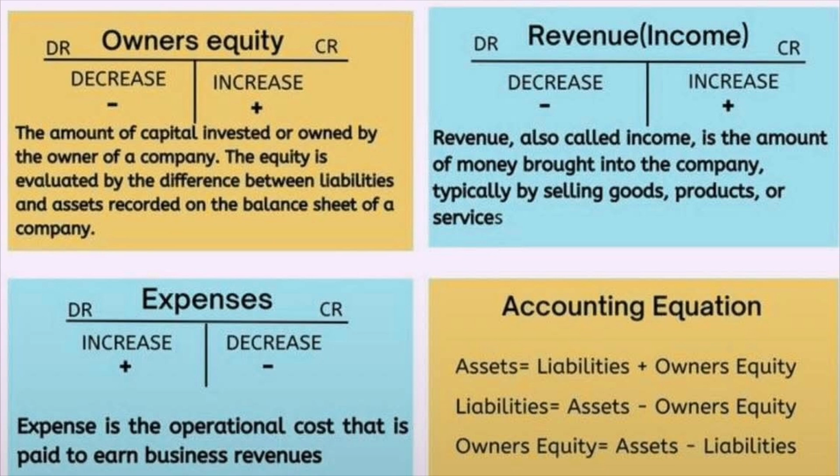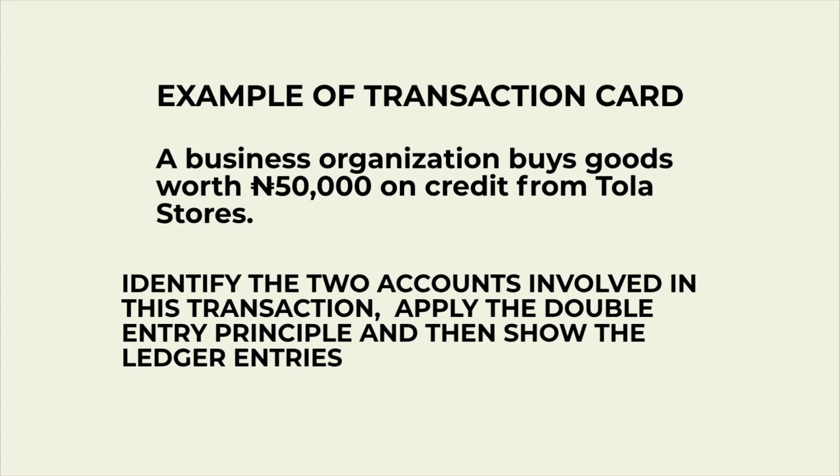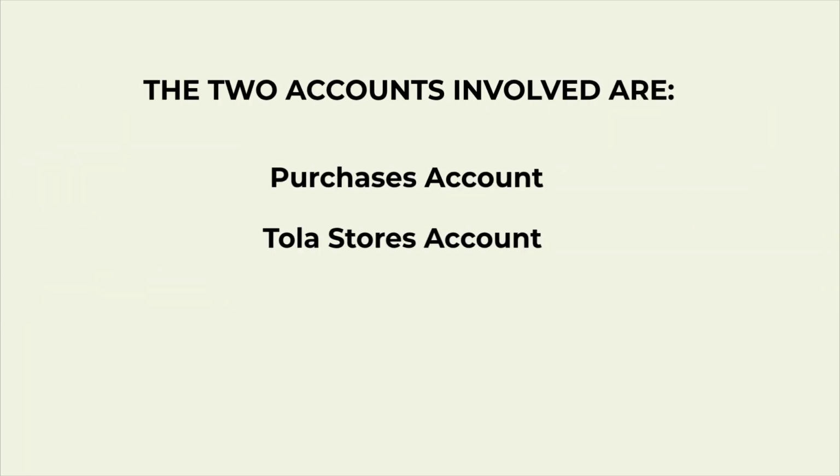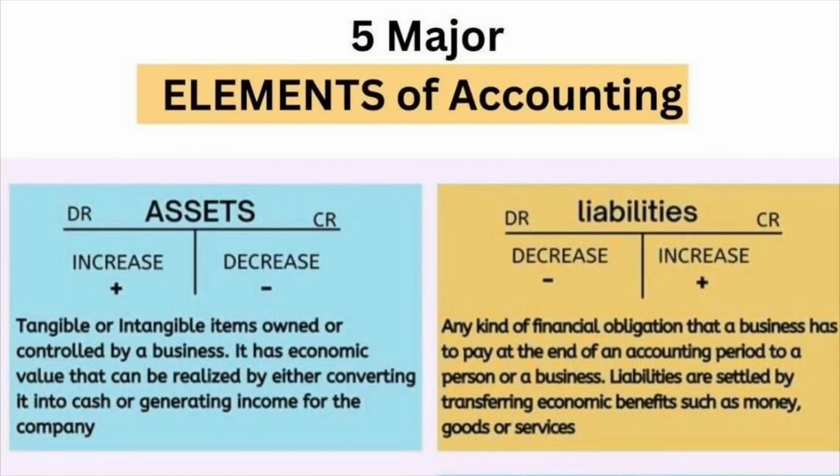Now, the accounting equation. Now let's look at this example of a transaction, where a business organization buys goods worth 50,000 naira on credit from Tola stores. Here we are to identify the two accounts involved in the transaction, apply the double entry principle, and then show the ledger entries. Now, the two accounts involved are the purchases account and Tola stores account, because the business bought goods from Tola stores on credit.